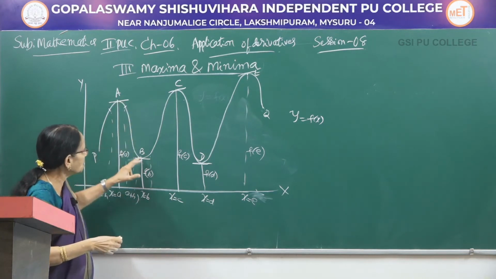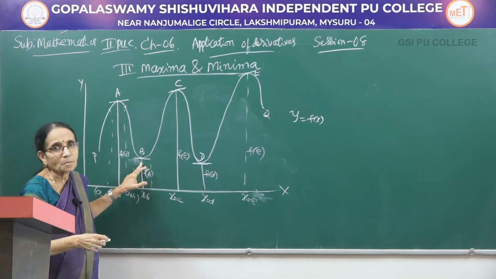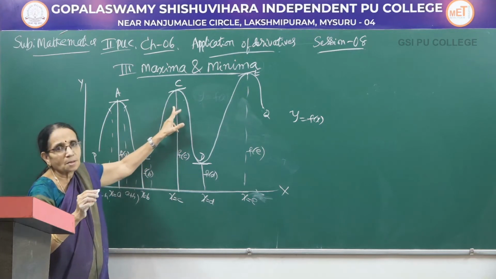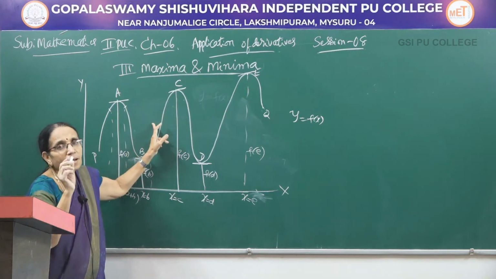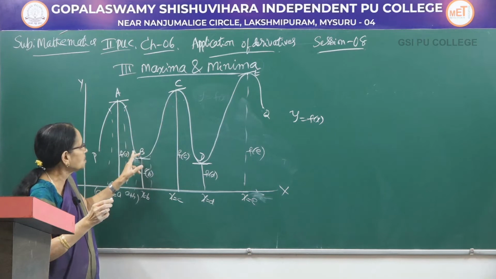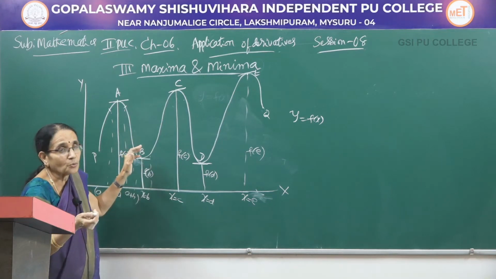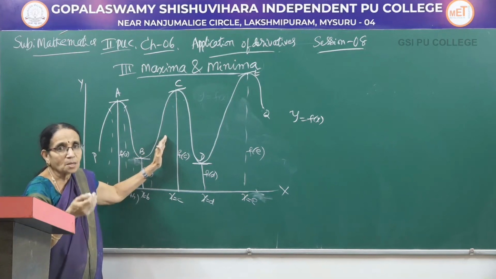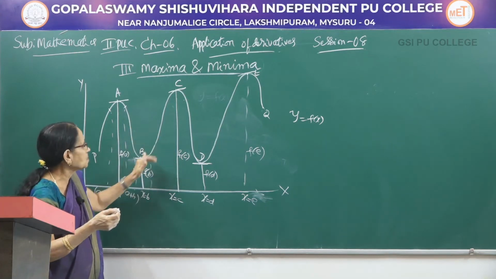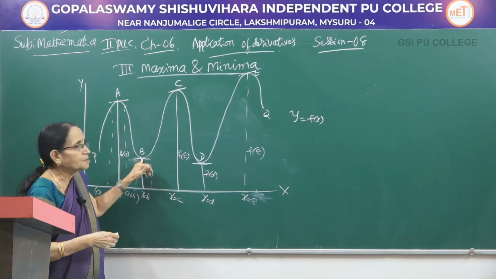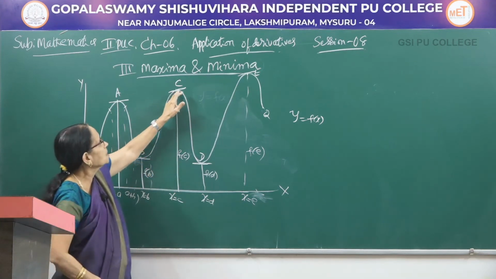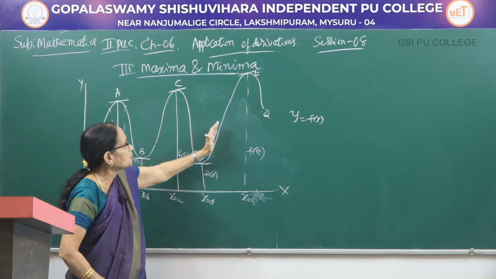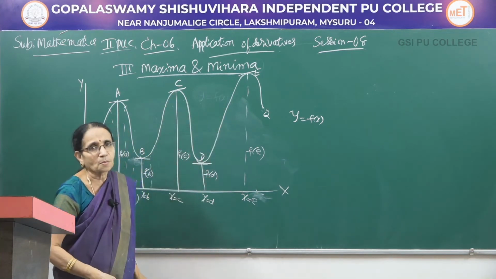Similarly, from A to B, the function is decreasing. That is, f dash x is less than 0. From B to C, it is increasing, f dash x is greater than 0. The first derivative is changing sign from minus to plus. At this point, again, f dash x is equal to 0. Similarly, f dash x is 0, positive to negative, negative to positive. Like that it continues. Okay.